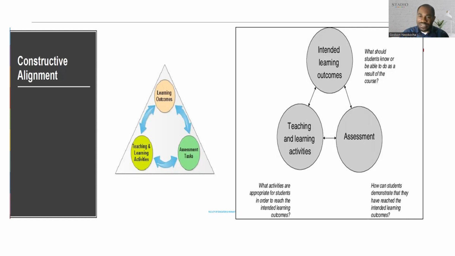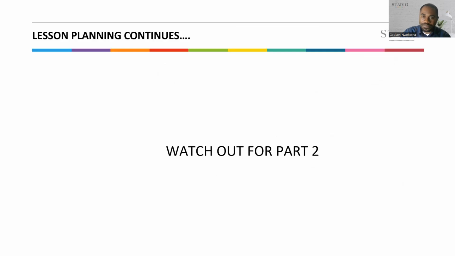If you teach a different thing and you assess a different thing, then there is no alignment between the three. Then we are going to ask you a question: how come you are assessing this when you have taught that? Hope I've made that point clear. So constructive alignment is key in every lesson you teach.